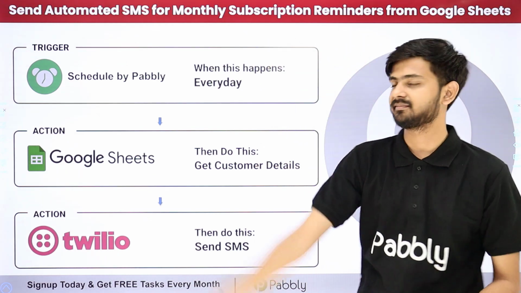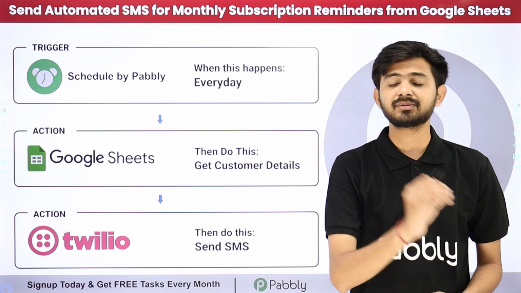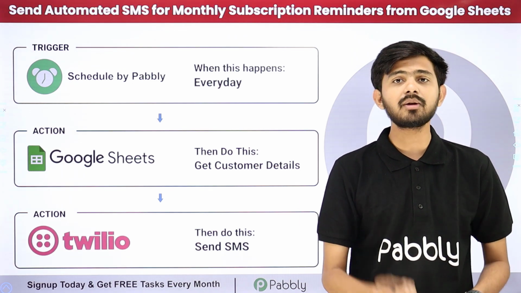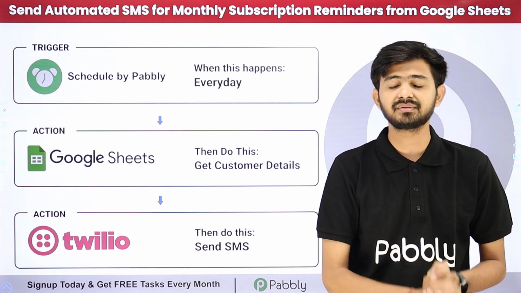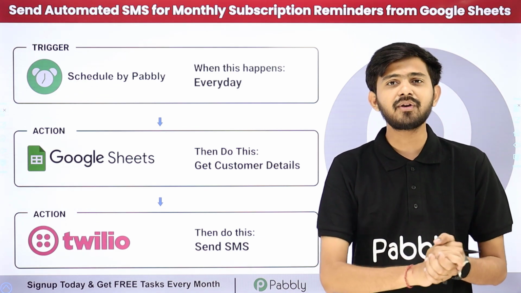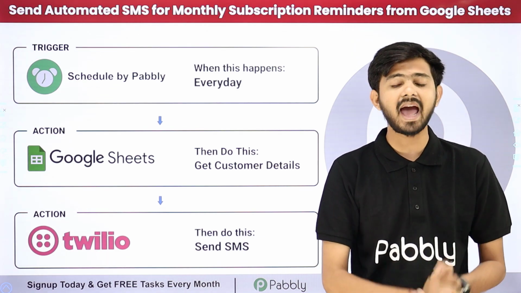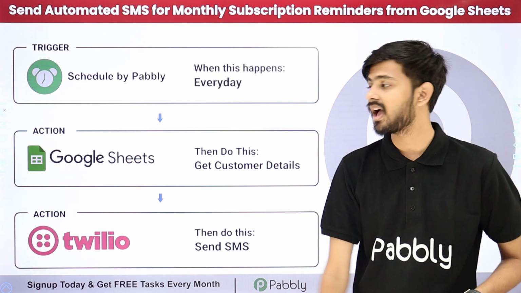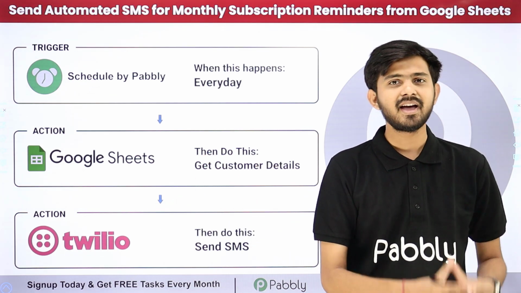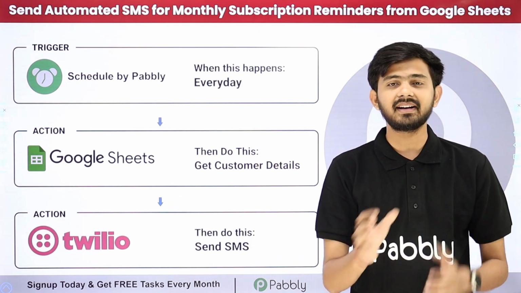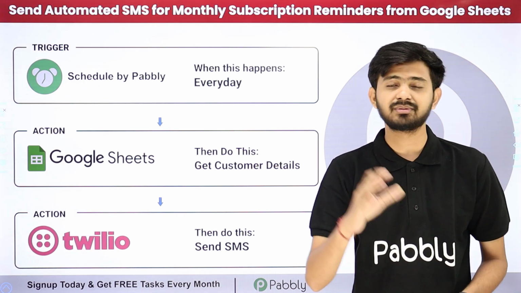Today our topic is how to send automated SMS for monthly subscription reminders from Google Sheets. I am running a subscription-based business and I want to automatically remind my customers when their subscription is going to end. For reminding them, I'm going to send an automated SMS, and for sending the SMS, I'm going to use Twilio. In my Google Sheet, I have already added all my customer details and the subscription details.